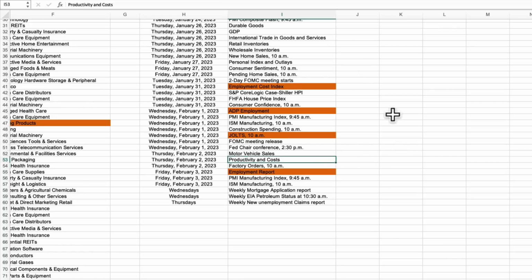This will be interesting too, productivity and cost. I know I haven't hit the economic calendar yet. This is just stuff that's popping out to me right now. Productivity and cost will be important.